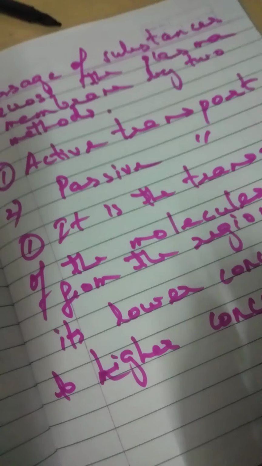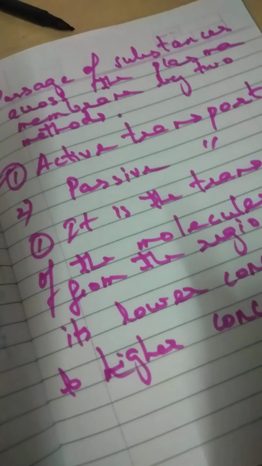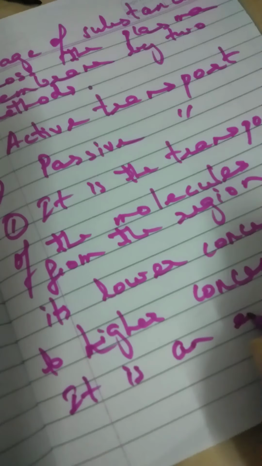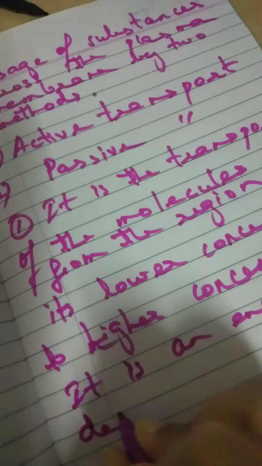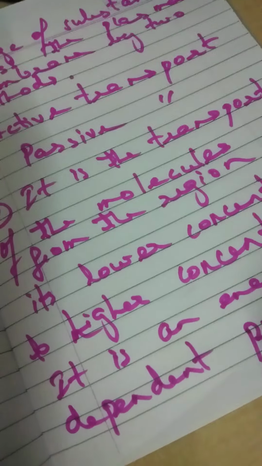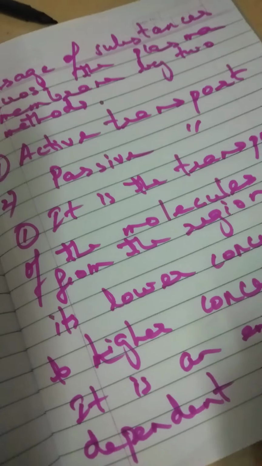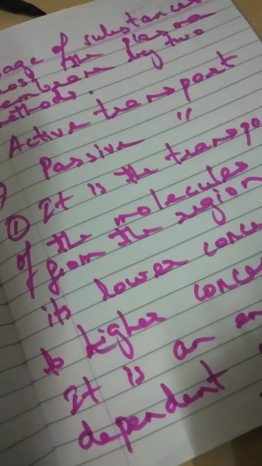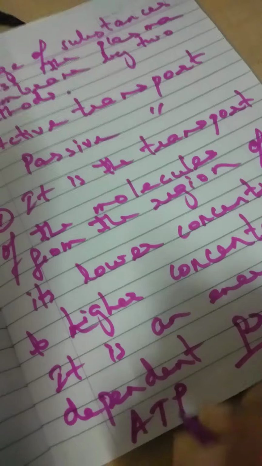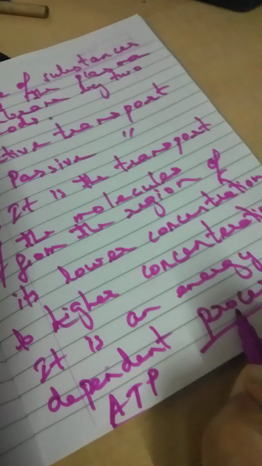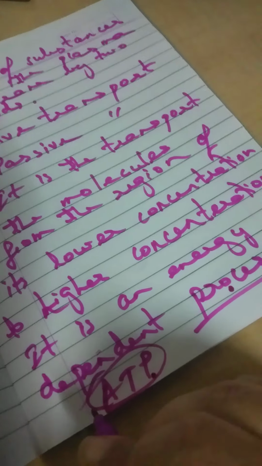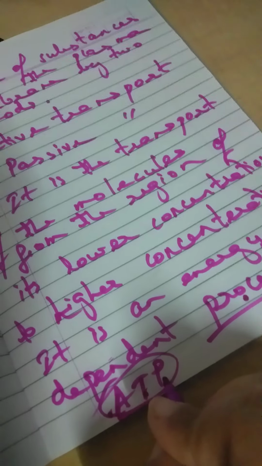Now this active transport is an energy dependent process. And since it's an energy dependent process, what does it use? ATP. The full form of ATP is adenosine triphosphate.